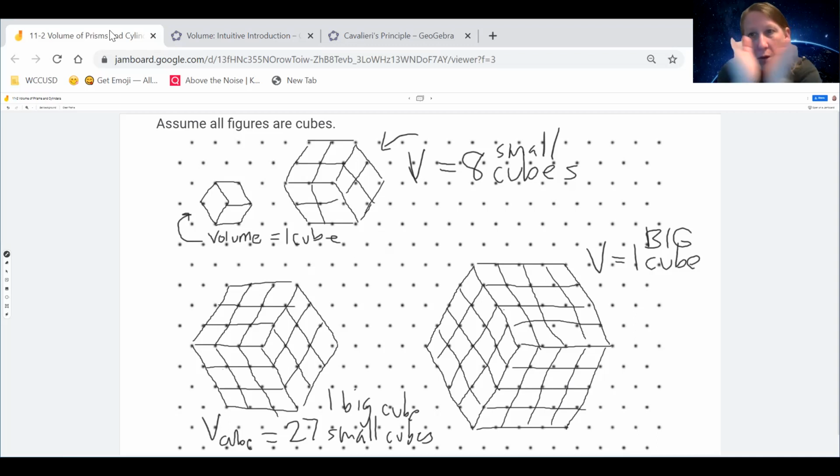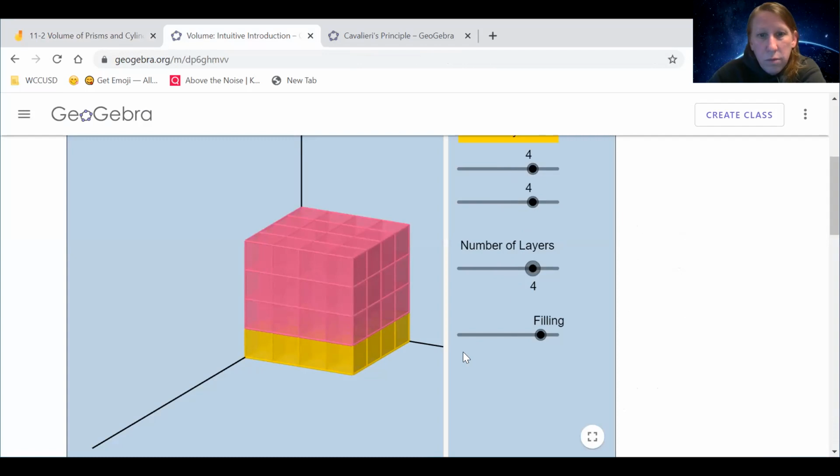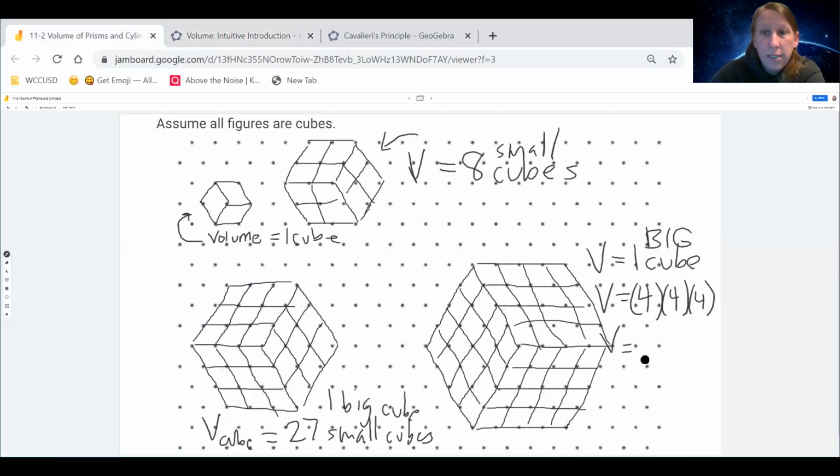Okay, again, the volume of this cube is 1 big cube, or you could say the volume, and we usually use a capital V for volume, is going to be 4 by 4 by 4, which is how much? Let's see if this one can do it. I don't even know. Can I go to 4? Yeah, I can. 4 by 4 by 4. That is a lot of cubes. 16 times 4 is 64, I think. 64 little cubes and one big cube.